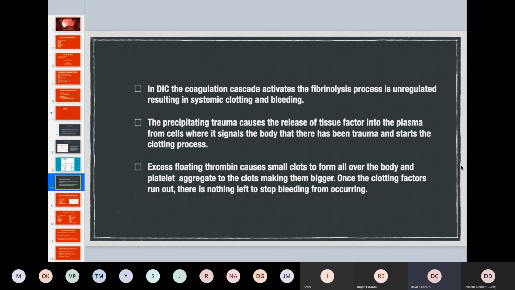Okay, so as I said earlier, in DIC the cascade is not regulated, and it results in systemic clotting and bleeding. So you bleed from everywhere. The precipitating trauma causes the release of tissue factor into the plasma from cells, where it signals the body that there's been trauma and starts the clotting process. Then excess floating thrombin causes small clots to form all over the body, and platelets aggregate to the clots, making them bigger. Once the clotting factors run out, there's nothing left to stop bleeding from occurring.